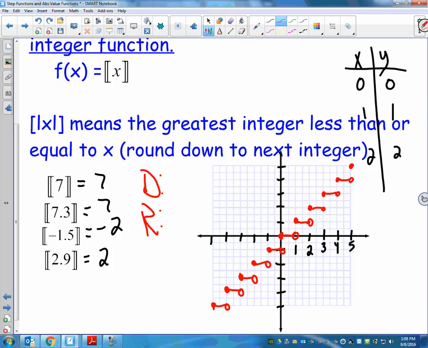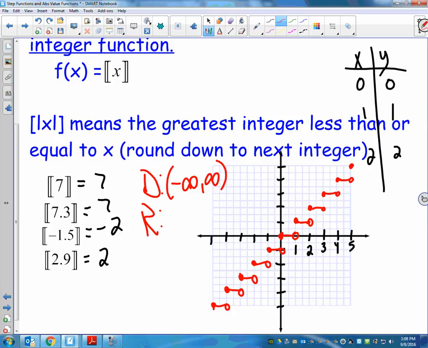What about the domain and range of this? The domain. Can I plug whatever I want into X? I can plug in fractions, I can plug in decimals, I can plug in negative numbers, I can plug in positive numbers. Every X is going to be used, so that's going to be negative infinity to infinity.